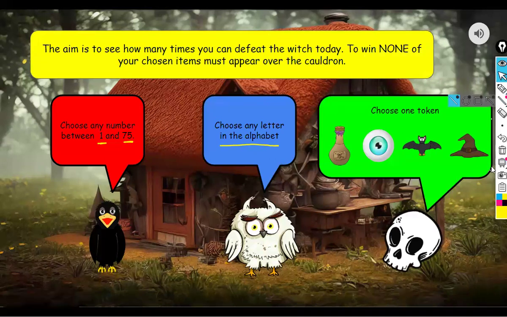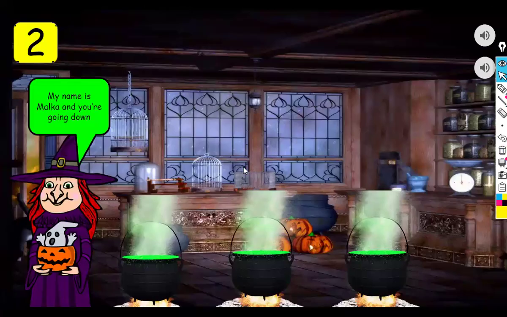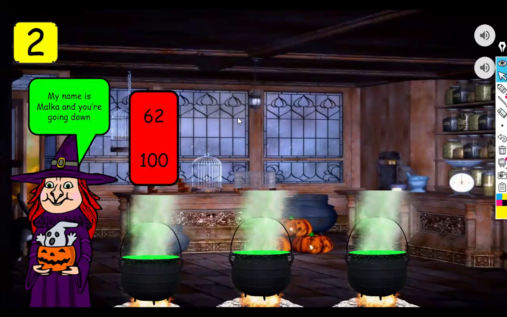All right, let's go and see what luck you guys have on a Sunday morning. So the witch shows up. This is Malka the witch, and she hopes to win the game. First cauldron. Two numbers appeared. Well, the 100 doesn't count, right? So if you chose 62, you are out of the game, right? You have to be really unlucky to choose 62.